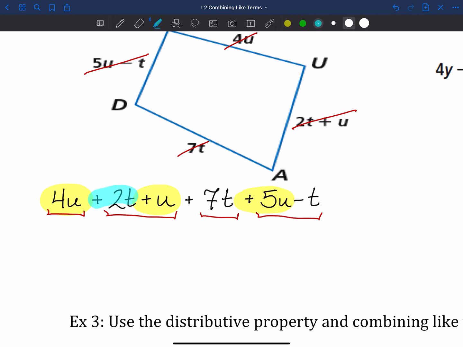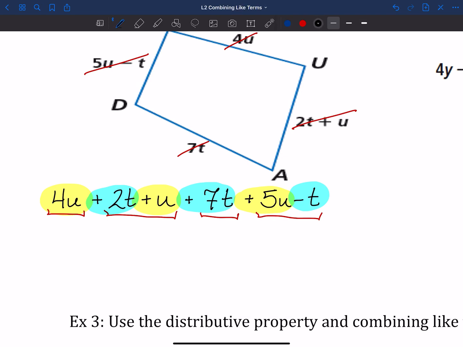Then we move on to the other stuff, right? 2t matches up with 7t, right? So we got a plus sign there. And then it matches up with this minus t at the end. All right, so again, we're grabbing the signs that come in front because that's telling me what I should really be doing for my answer. So let's do the stuff in the yellow.